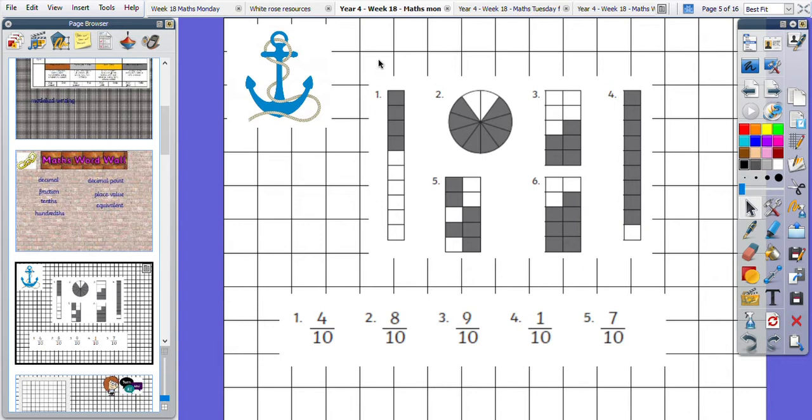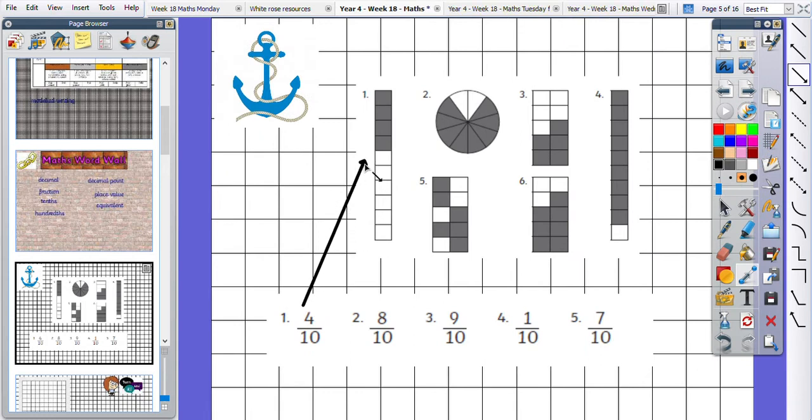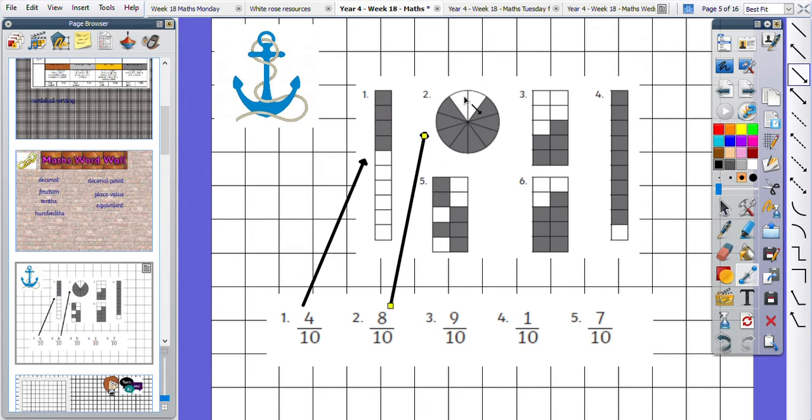Right then, so our first picture, it might show 4 tenths, but it might also show 6 tenths. We haven't got 6 tenths down here, so our first one is 4 tenths. So picture 2, it might show 8 tenths, but it could also show 2 tenths. Picture 3 shows 5 tenths. Now we haven't got 5 tenths there, so that's our odd one out.